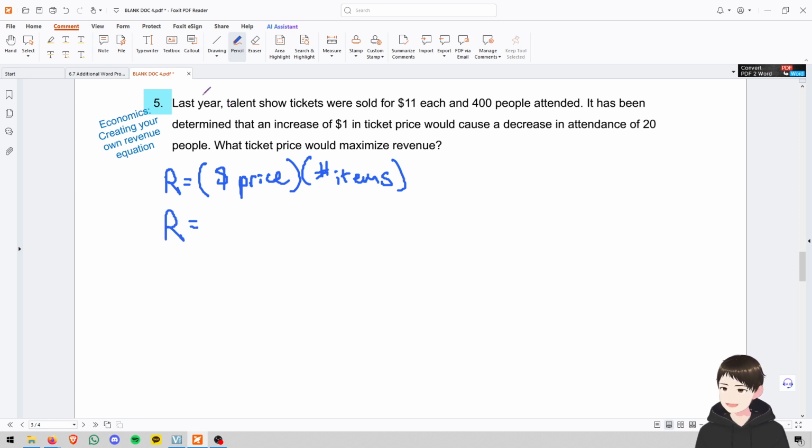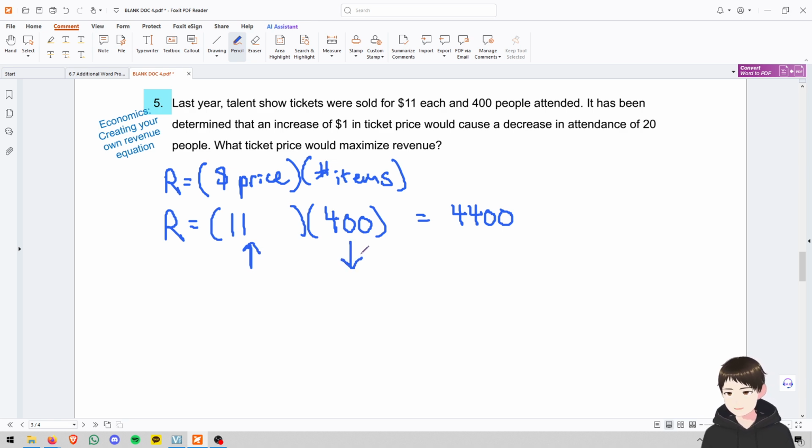It says last year, talent show tickets were sold for $11, and 400 people purchased them. So last year, the revenue was 4,400. Good money. It has been determined, though, this year, every $1 increase would decrease the attendance by 20 people. So if the price goes up, the number goes down. Okay, which sort of makes sense. What ticket price would maximize revenue?